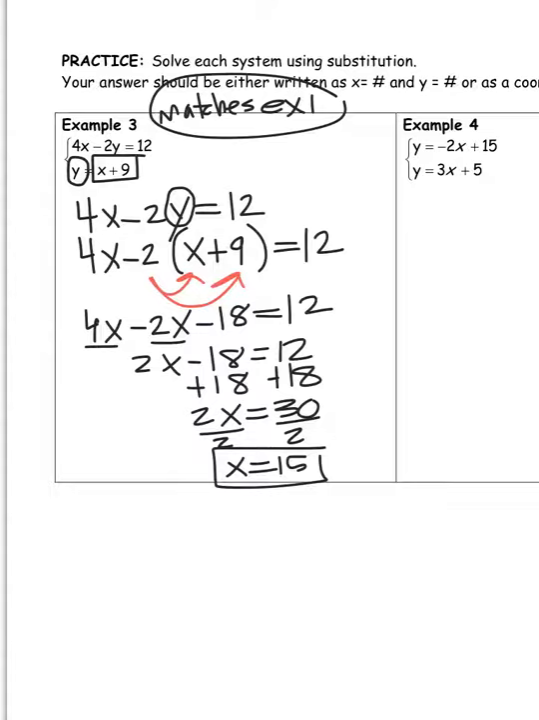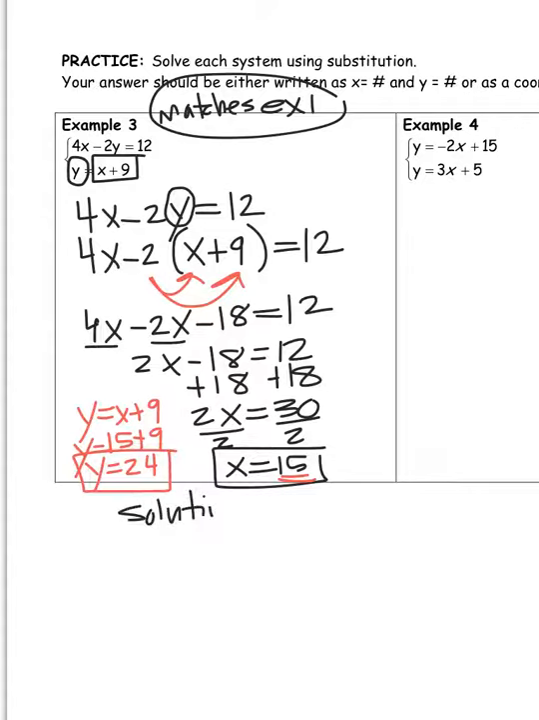Remember, we aren't done until we solve for the y as well. I'm going to do y in a different color right here. My simple equation is y equals x plus 9. y equals, x is 15, 15 plus 9, which means y equals 24. My solution is 15 is my x, comma, 24 is my y.